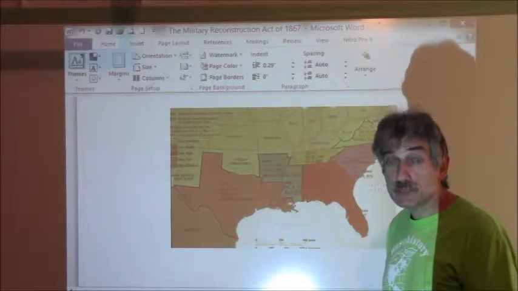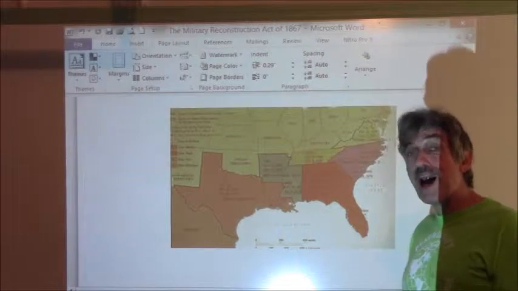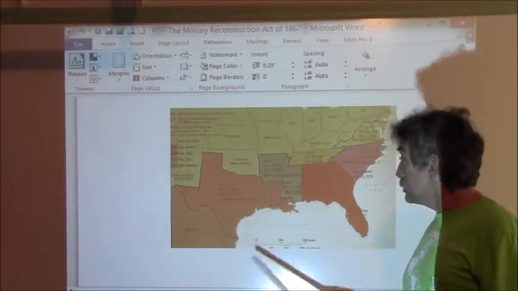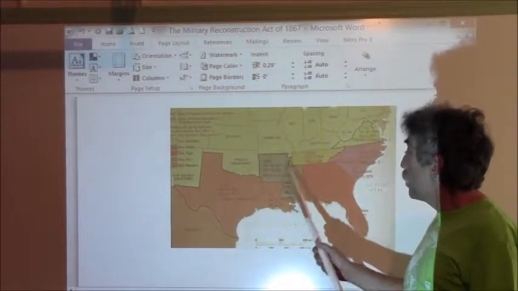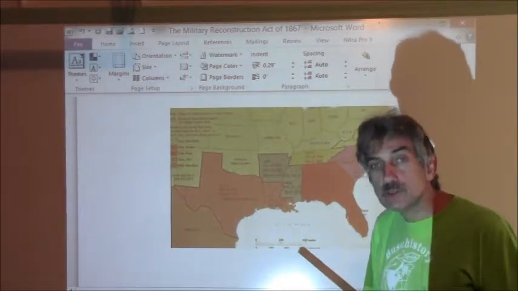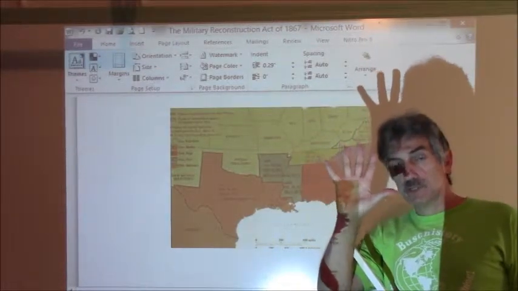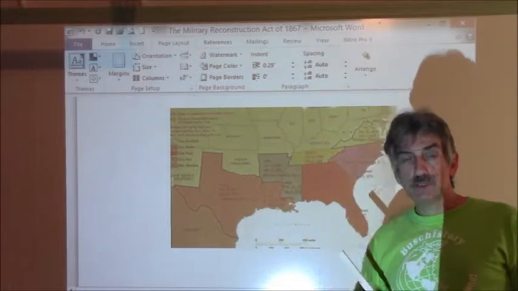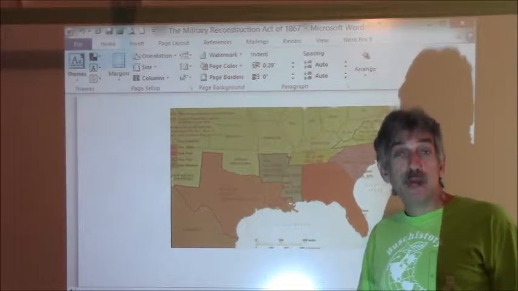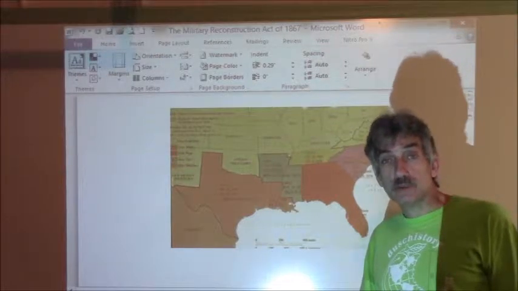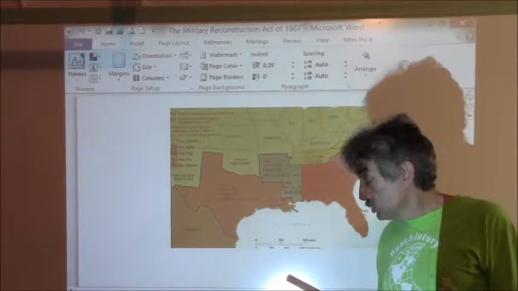So the way this works is, the former Confederacy, Southern part of the United States, can be divided into 5 districts, 5 military reconstruction districts. 1, 2, 3, 4, 5. And each of those is going to be controlled by a general. So we have 5 reconstruction districts, 5 generals. So basically, the Union Army is going to be an occupying army over the vanquished, over the losers of the Civil War. And we're going to have martial law.